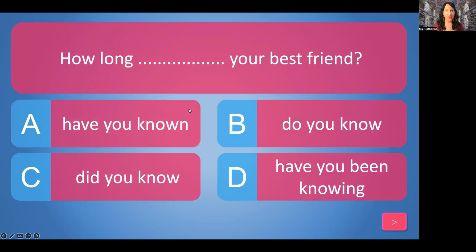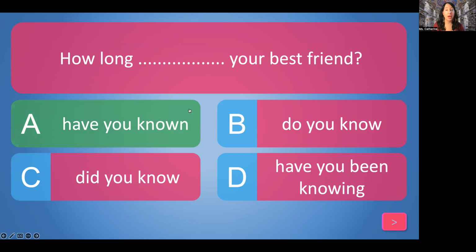How about this one? How long blank your best friend? A, have you known? B, do you know? C, did you know? Or D, have you been knowing? Did I say D twice? I meant C, did you know? And D, have you been knowing? Which one? How long blank your best friend? This could be tough. Let's try A. Have you known? Yes. How long have you known your best friend?